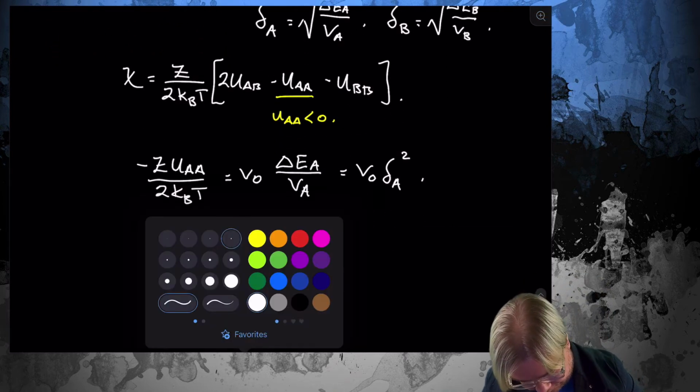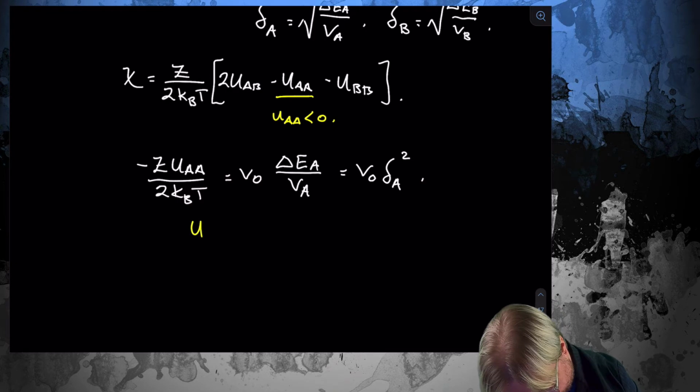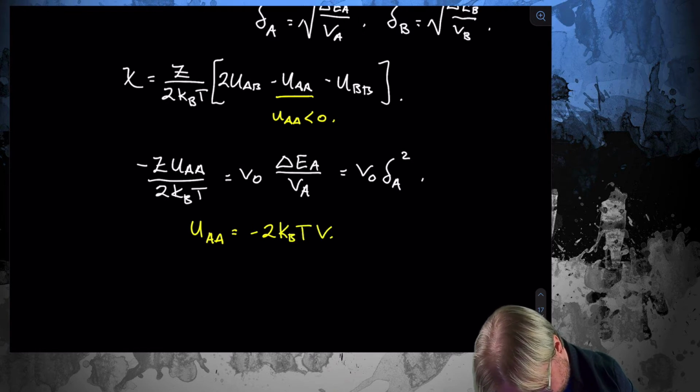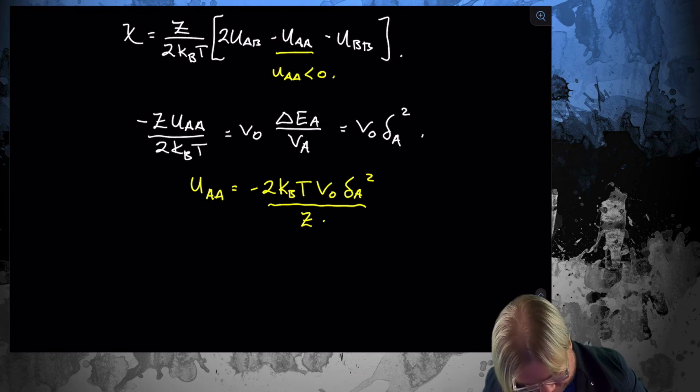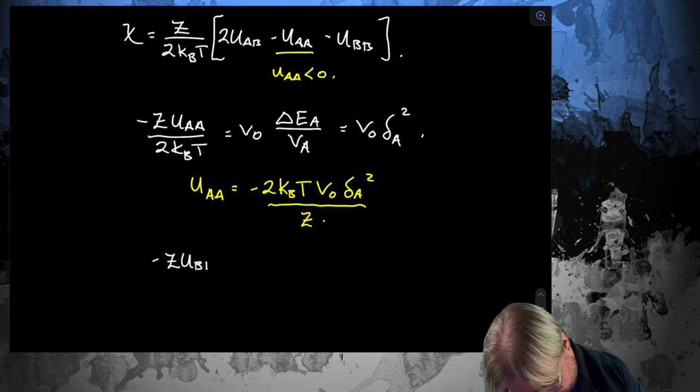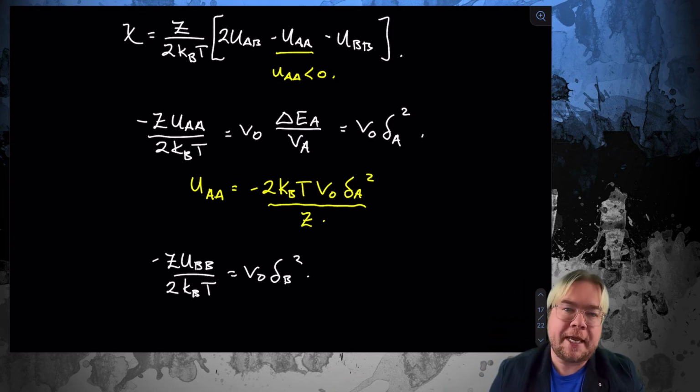So you can see very clearly that if I wanted to, I could solve for UAA as minus 2 kBT V0 delta A squared divided by the coordination number. So I could do that for B also if I wanted. So I will also just write it for completeness, that minus Z times UBB divided by 2 kBT would be V0 delta B squared by the same argument that I just made.